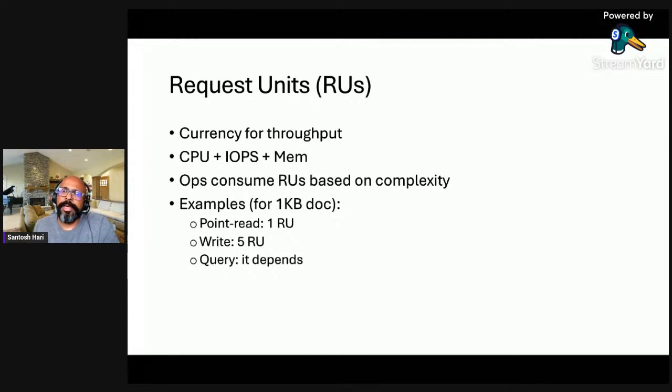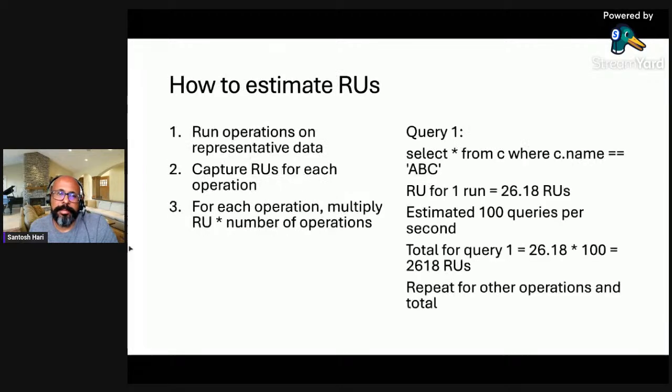And finally, the query: it depends. It depends on your complexity, whether you're using a partition key or not. If you use a simple query that uses the ID field, it could be 2 request units. But if you don't use the ID field and you're doing a text scan, it could be 100 request units. So you never know. But understanding this is important because that is where your charges come from.